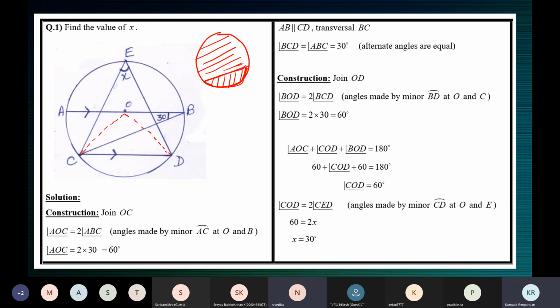If the segment contains the center of the circle, it's the major segment. And the segment which does not contain the center of the circle is the minor segment. If it is the major segment, the center of the circle will lie in it. Minor segment does not contain the center of the circle. Major segment contains the center of the circle.